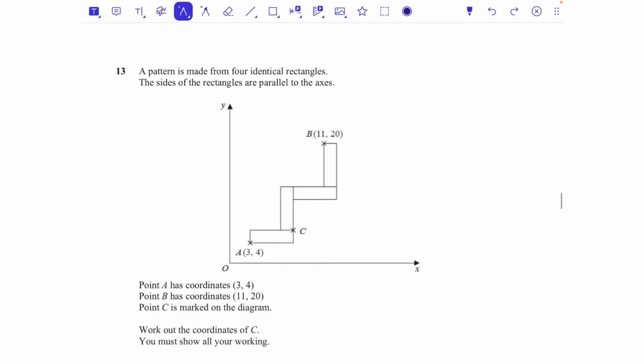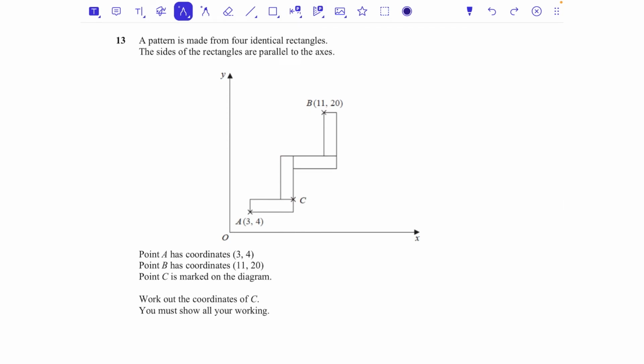Okay, question number 13. A pattern is made from 4 identical rectangles. The sides of the rectangles are parallel to the axes. Point A has coordinates 3, 4, point B has coordinates 11, 20, and point C is marked on the diagram. Work out the coordinates of C. You must show all your working. Okay, so all of these rectangles are identical. I'm going to call the little length X and the longer length Y. Just because I can.